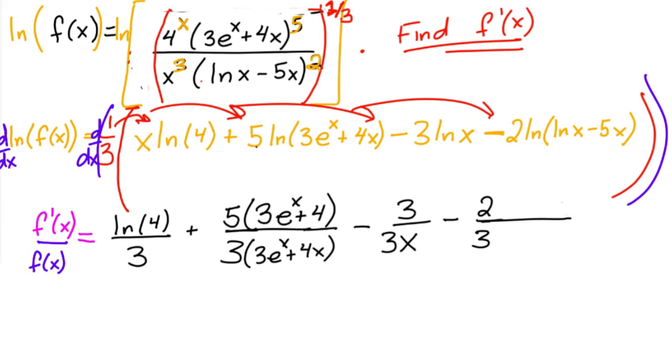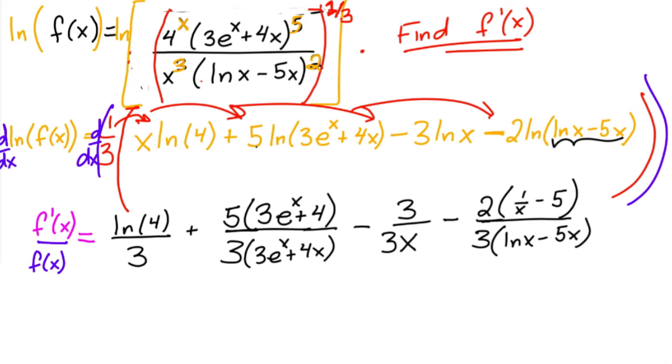Now here, got to be a little careful. This is natural log of this guy. So it's 1 over the inside. So 1 over natural log of x minus 5x, times the derivative of the inside, which is 1 over x minus 5.